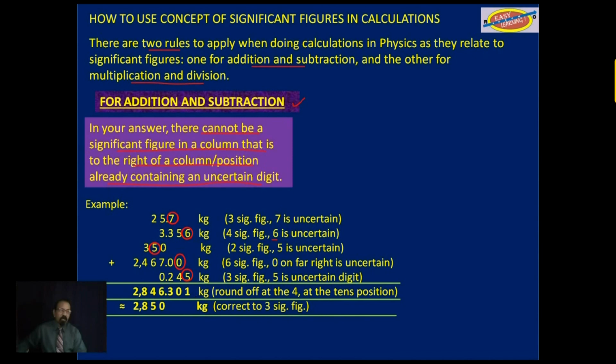2,846.301. Now, if you leave it like that, CXC will deduct a mark because you have too many significant figures. You have to round off. Now, this is what you will do.